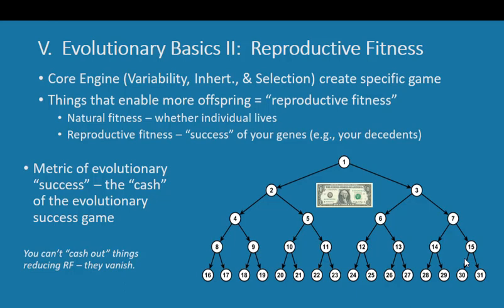And one of the characteristics of this kind of game is that things that enable more offspring increase what we call reproductive fitness. So if you think about what natural fitness is, that's whether an individual lives, right? If I'm fit, I'm likely to live longer than an individual that's not very fit, that's out of shape and likely to die young. Well, reproductive fitness is an extension of that, but it's not looking at your longevity.